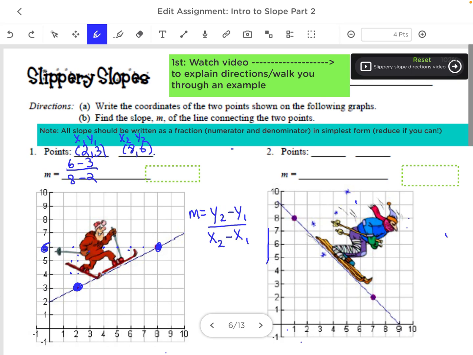Now, if you flipped it, if you did 3 minus 6 over 2 minus 8, that would be fine. You're going to get the same answer. So this gives me 3 divided by 6. And remember, we talked about slope. We always want a fraction that's reduced. And if you reduce that, you're going to get 1/2 as your answer. So this is the way to do it if you are only given the points.